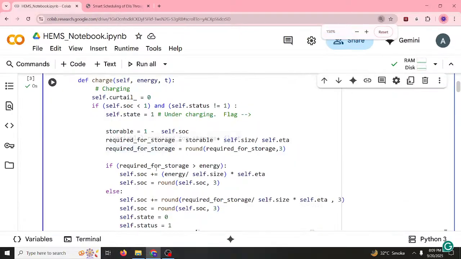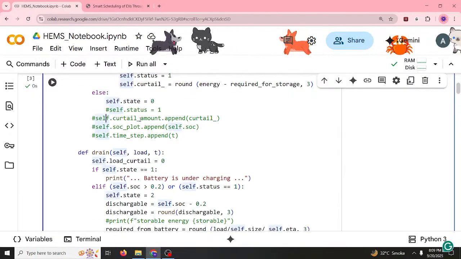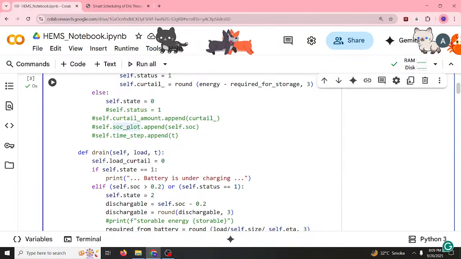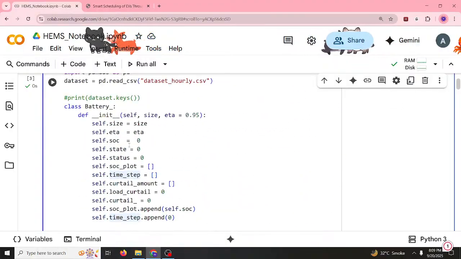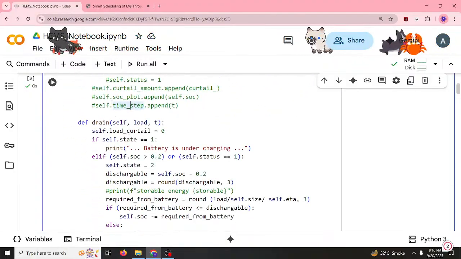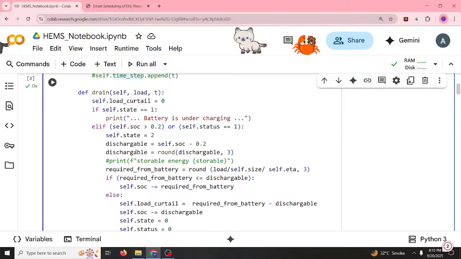Now if we see this overall condition here, if the SOC is not less than 1, that means the battery is full. So at that point we give the state 0, that means we can now discharge it. And other things: if we want to keep the curtail amount, and if we want to get the SOC plot and time step, if we are just using this battery module independently, we can just uncomment these variables for our usage later. Next we move to this train function.